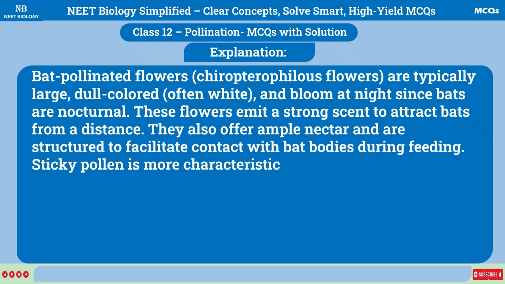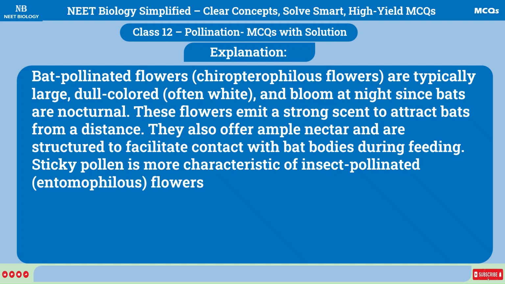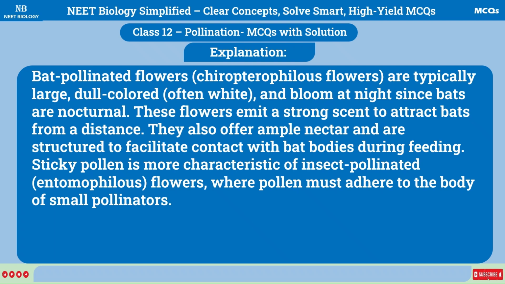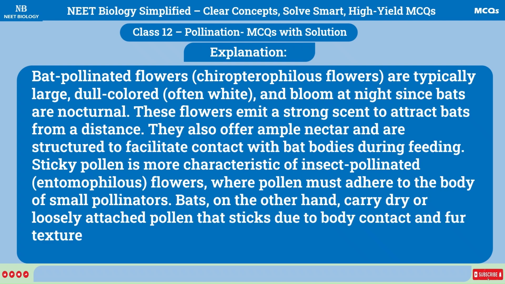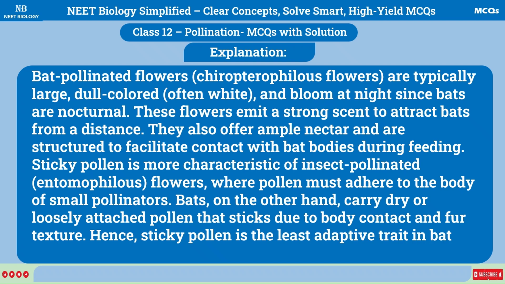Sticky pollen is more characteristic of insect-pollinated, entomophilous, flowers, where pollen must adhere to the body of small pollinators. Bats, on the other hand, carry dry or loosely attached pollen that sticks due to body contact and fur texture. Hence, sticky pollen is the least adaptive trait in bat pollination.